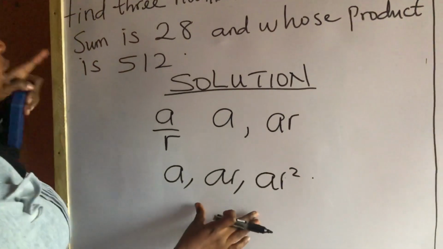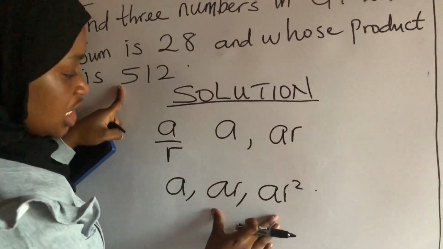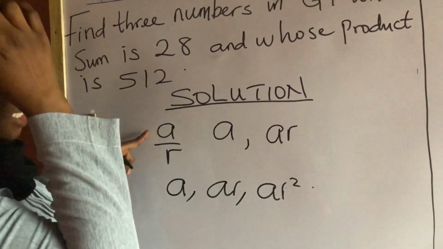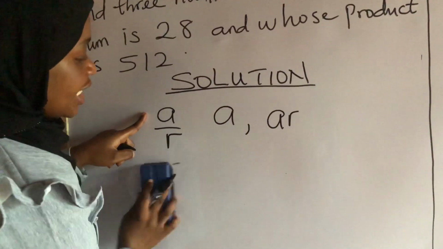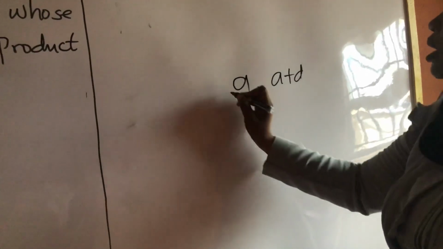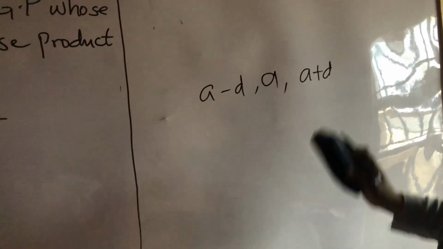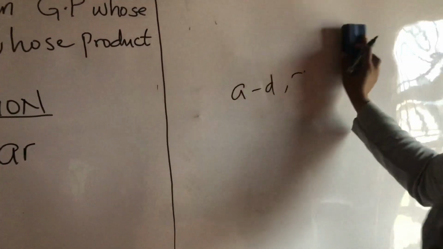If you reach the level where you want to multiply, this question will be complicated. So it's easier for you to choose it like this. If it's for AP, you do it like this: A, then A plus D, then backward A minus D. We have done a video on this one, so I will leave the link in the description box.